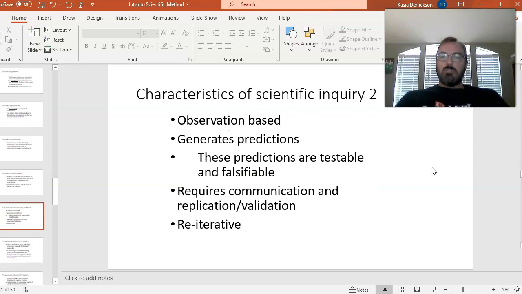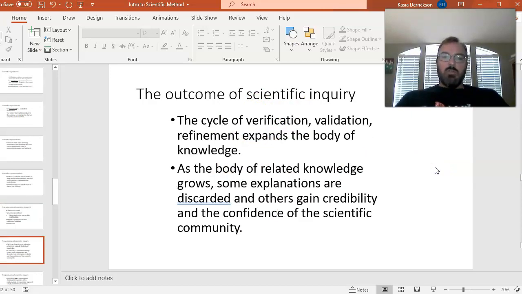Okay, so just a repeat here of the previous slide: observations, we generate predictions, and then we communicate and we repeat that process. This process has been going on for a long time, and this cycle just keeps expanding our knowledge and hopefully refining our ideas and making them better and better. And I think we can say that it's been pretty successful. As we test ideas through experiments, the ones that make it through gain credibility. And we can increase our confidence in those ideas, those theories, and those laws.